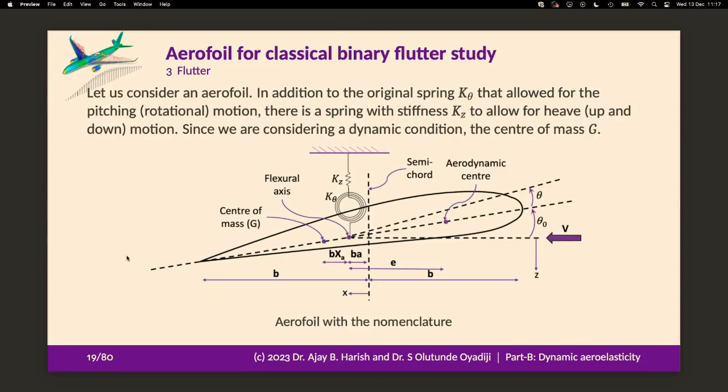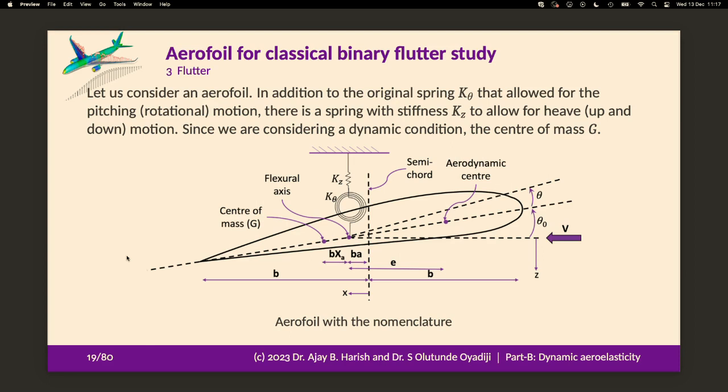Okay, so I think probably what's important, I would just spend a couple of minutes on this one. I don't want to read through all the previous slides because that's essentially what I've been telling for the last 5-10 minutes. So what we have done here, if you remember from your previous problem that we did in static aeroelasticity, we have the same airfoil. Only thing that is different is now we have added an additional spring here.